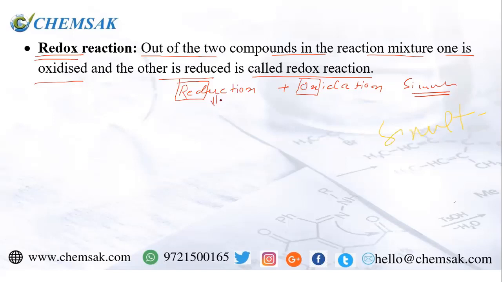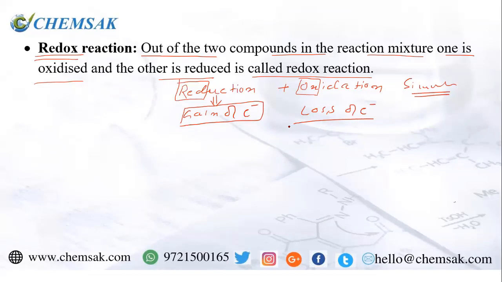Reduction is defined as gain of electron. In any reaction, if a substance gains electrons, that is reduction. If loss of electron takes place, then that is oxidation. So reduction and oxidation are defined in terms of electron exchange: gain of electron and loss of electron.